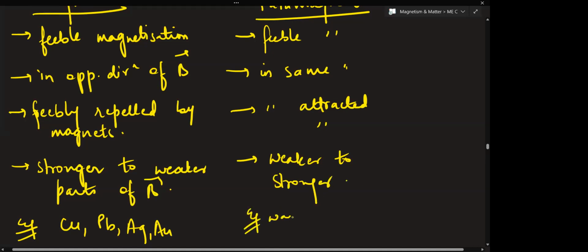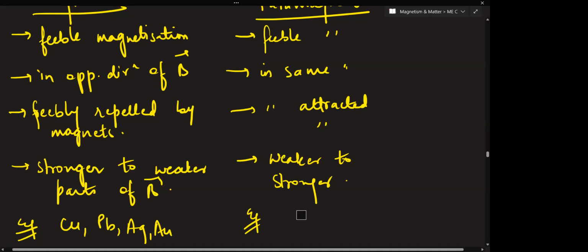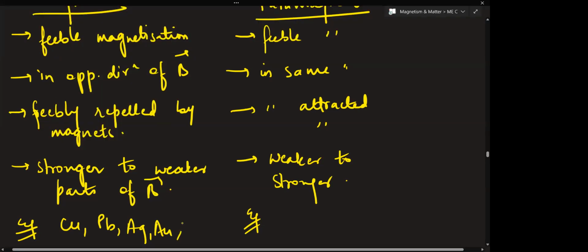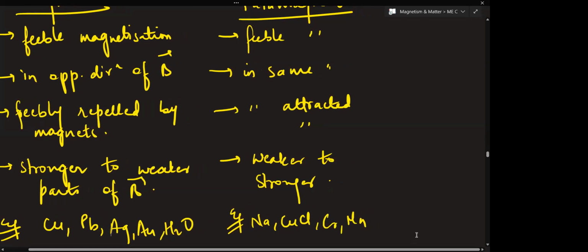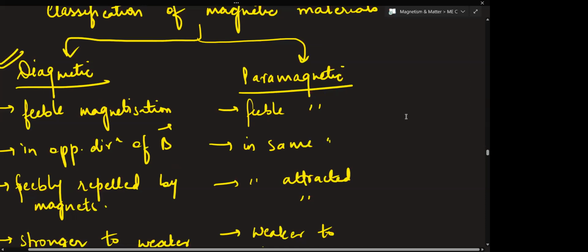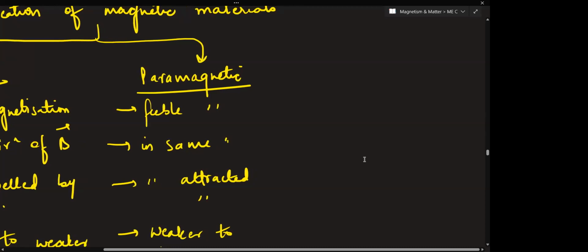Examples, I think water comes in this. No, water was in diamagnetic. Water comes in diamagnetic. Here you have sodium, copper chloride, chromium, manganese, and all these substances. Just remember some examples. Nobody's going to give you a material and ask whether it is paramagnetic or diamagnetic. Those are portions of your chemistry that you have to deal with there.